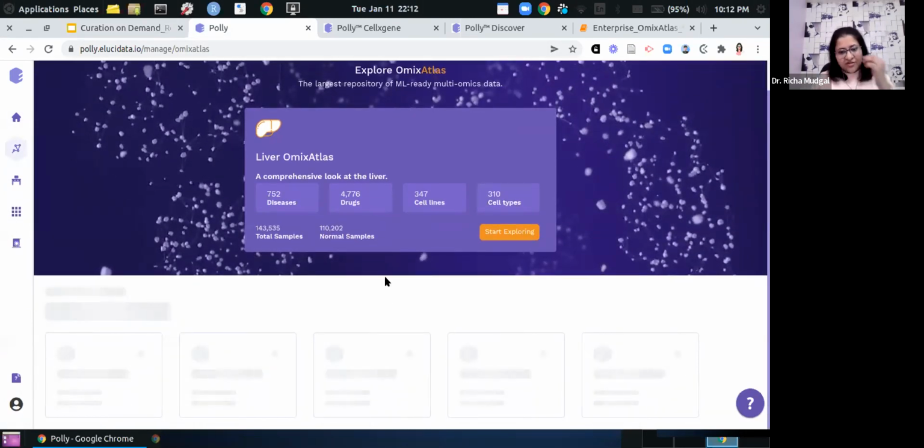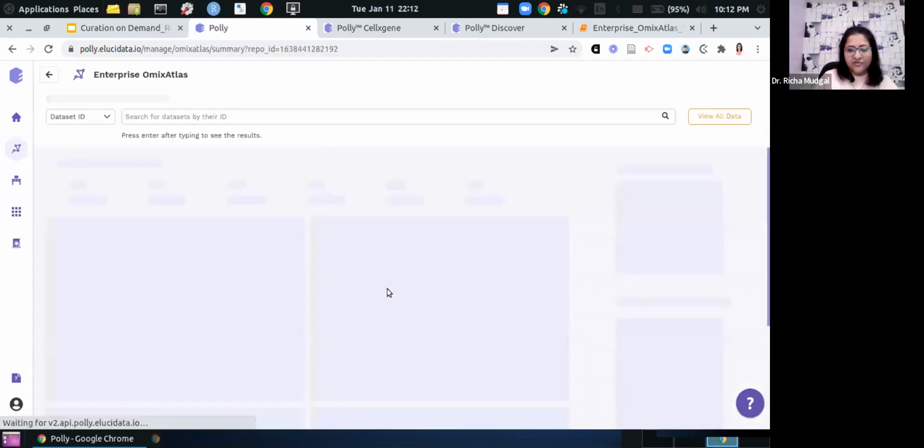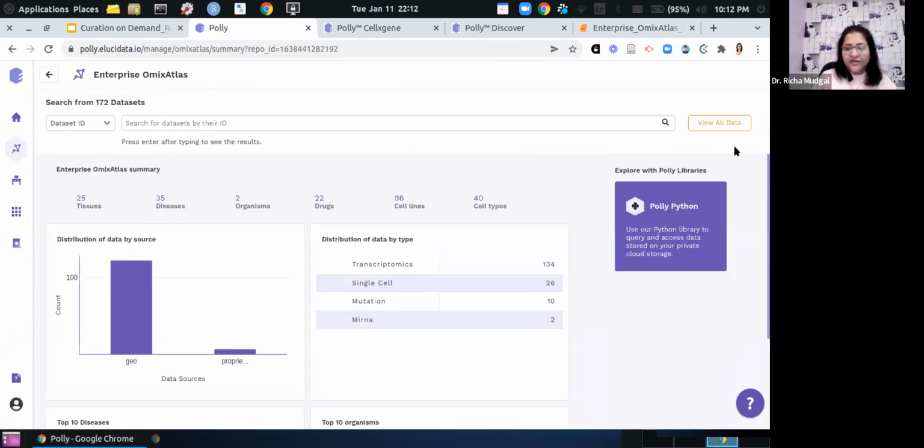For this organization, we had generated an Enterprise Omics Atlas, for which we had created about 172 data sets. When you start exploring the data set, the first thing that comes to everybody's mind is: what is in my atlas, and can I get a summary of it? What you can see is that we curated a few data sets for them, and we procured a lot more than 100 data sets from GEO Omics Atlas for them. This is the data that is available for them to start working with.